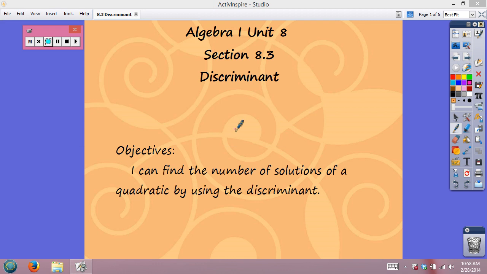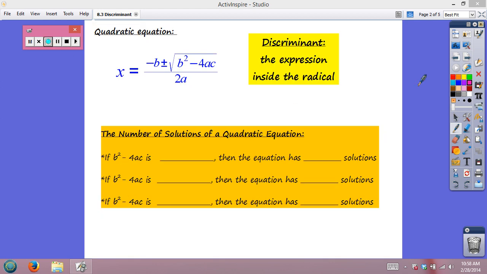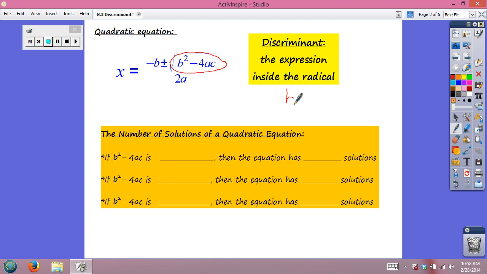In this lesson, we are going to find the number of solutions of a quadratic by using the discriminant. So what is a discriminant? Remember that the quadratic equation is x equals negative b plus or minus the square root of b squared minus 4ac, all over 2a. The discriminant is the expression inside the radical, and that is this expression. So our discriminant is b squared minus 4ac.